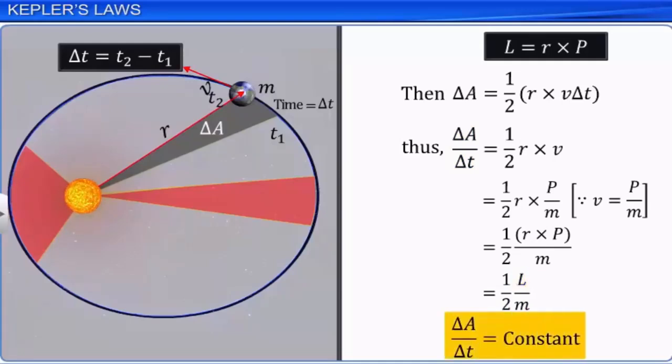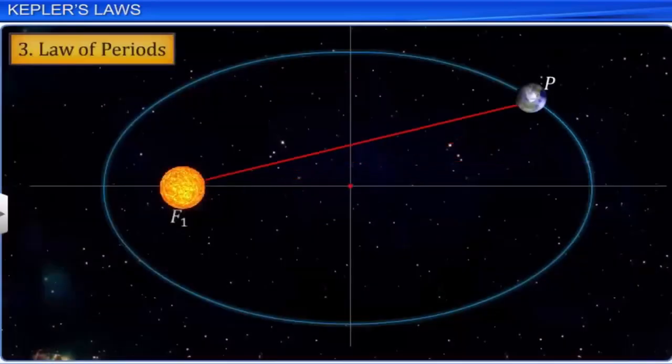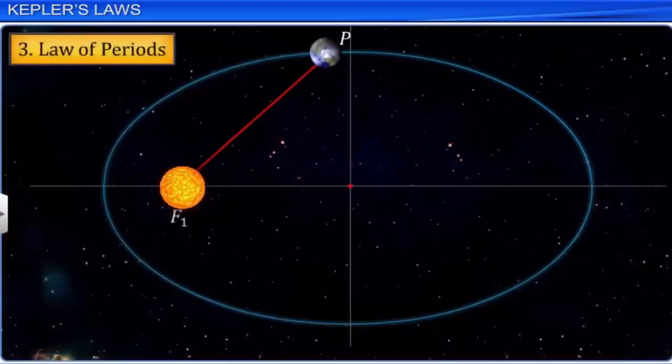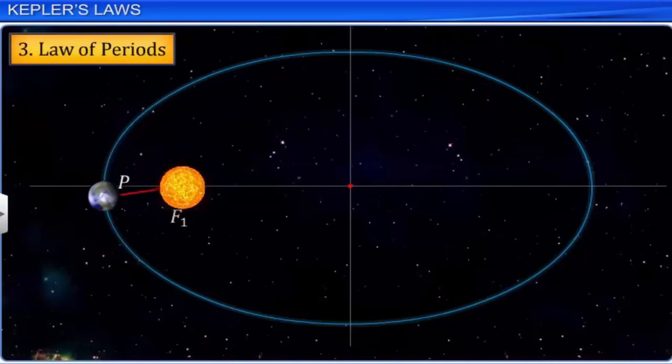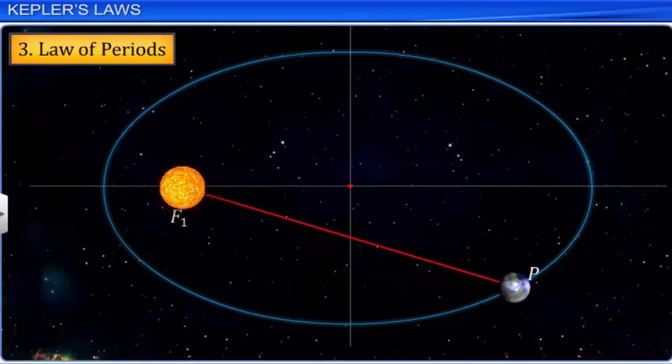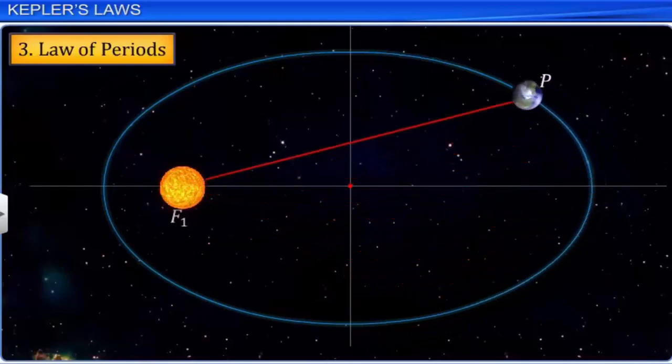Kepler's third law of planetary motion is called the law of periods. According to this law, the square of the time period of a planet is directly proportional to the cube of the semi-major axis of its elliptical orbit. That is, T squared is proportional to r cubed, where T is the time taken by the planet for one rotation and r is the length of the semi-major axis of its elliptical orbit.